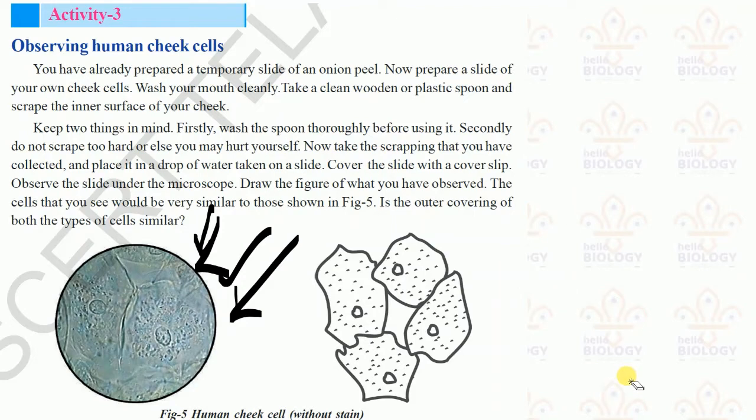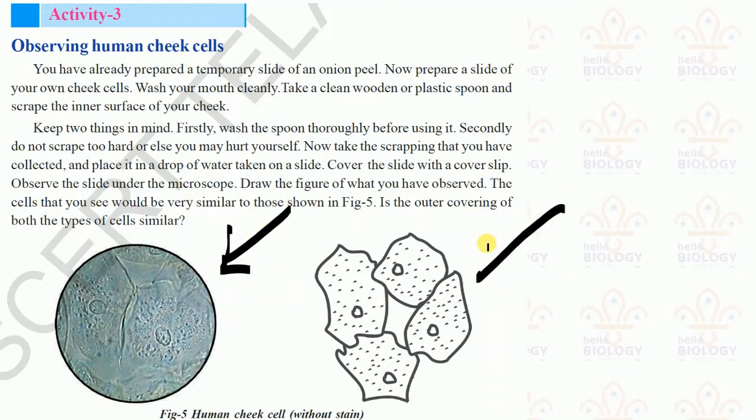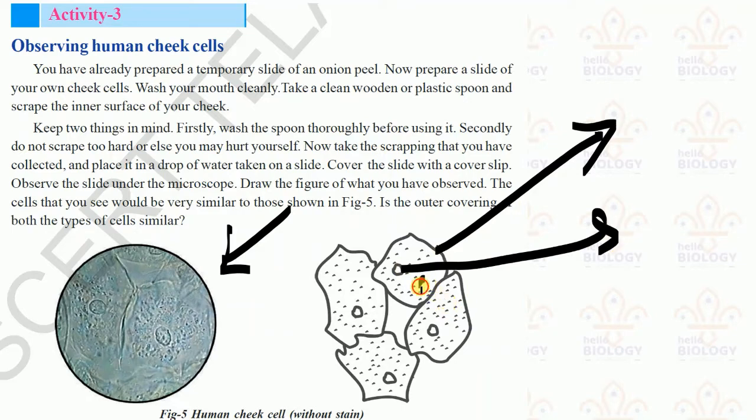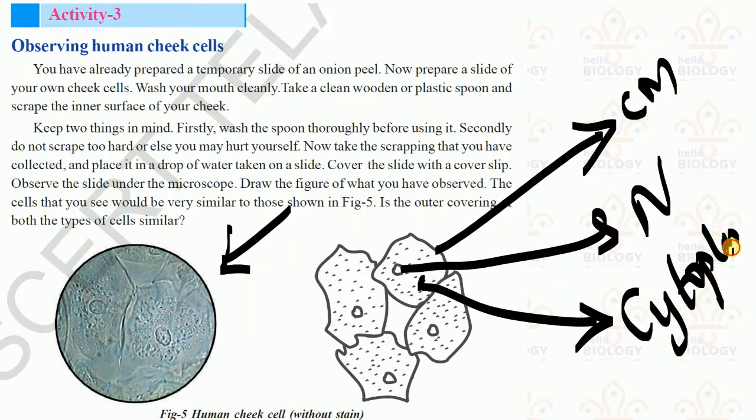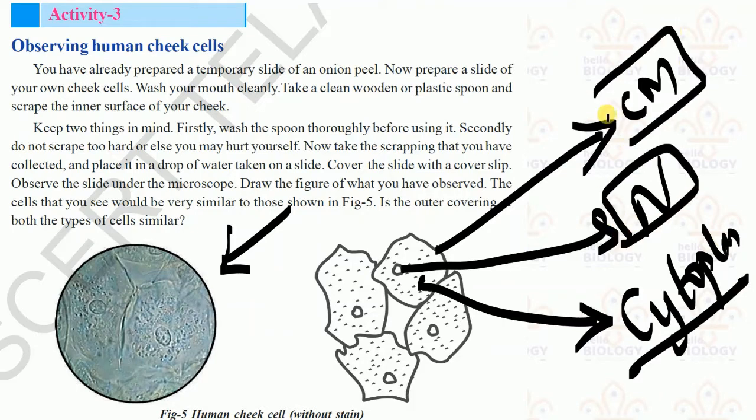Here you can see the cheek cell, and this is the drawing of the cheek cell. You can see three parts: first part, second part, and third part. The first part is called the cell membrane, the second part is called the nucleus, and the third part is called the cytoplasm. Cytoplasm is a jelly-like substance. Nucleus is the control center of the cell. Cell membrane is the covering of the cell, which protects it from other cell contents entering into it.